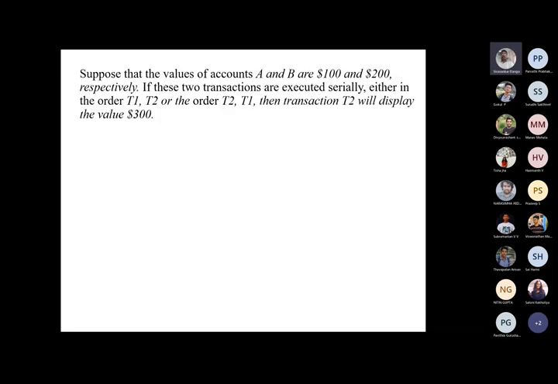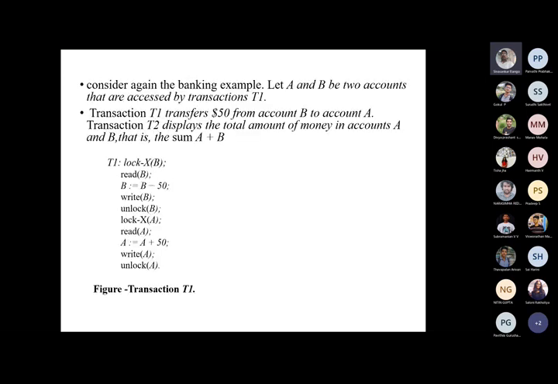So you know that, right? The initial values of the accounts A and B are going to be $100 and $200 respectively. And you know that when the transactions are executed serially, T1 followed by T2, or T2 followed by T1, the database will be in a consistent state, right? So initial value of B is 200, 200 minus 50, it's going to be 150. And initial value of A is 100, 100 plus 50, it's going to be 150, right?